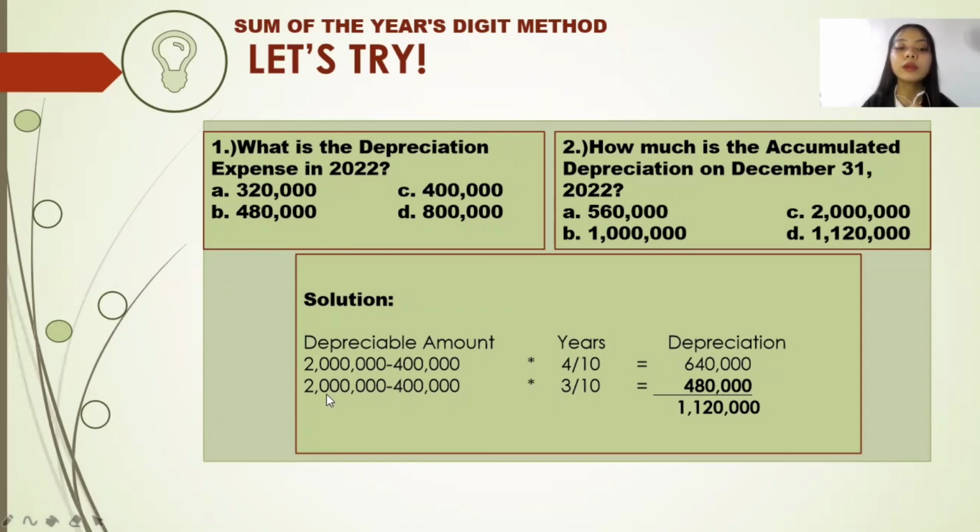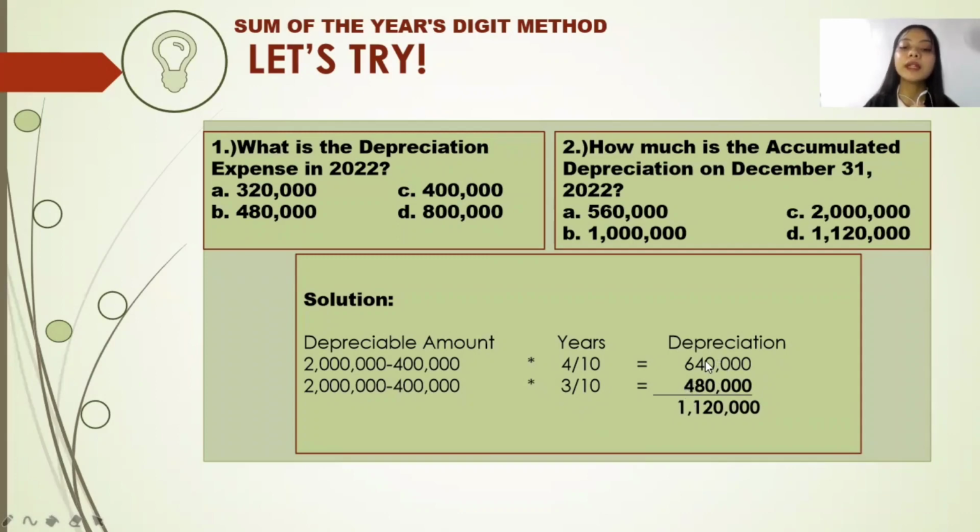Yung 2022 naman, same lang din. Kunin yung depreciable amount: 2 million less 400,000 times 3 over summation. Remaining life, 3 na lang. Bakit 3? Dahil nabawasan na. Ang kino-compute natin dito is 2022 over summation of life na 10 years, equals 480.